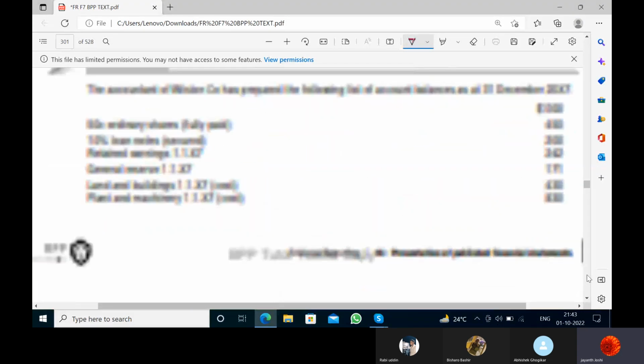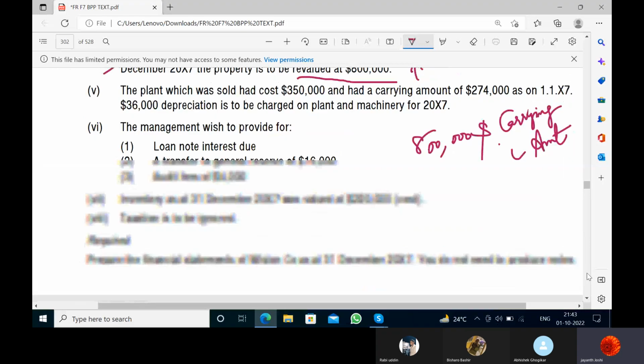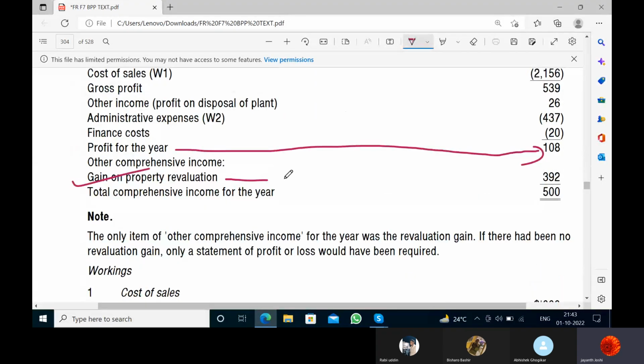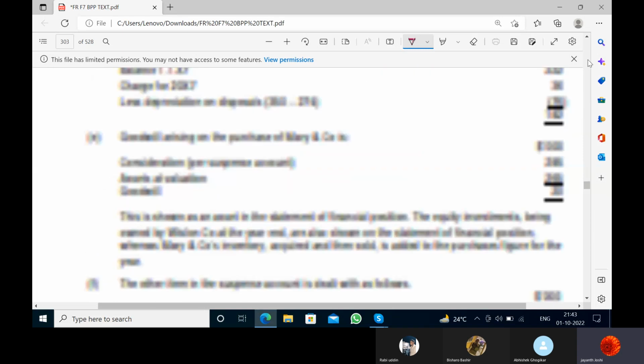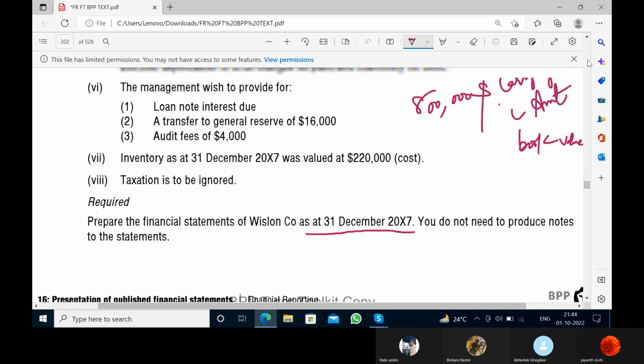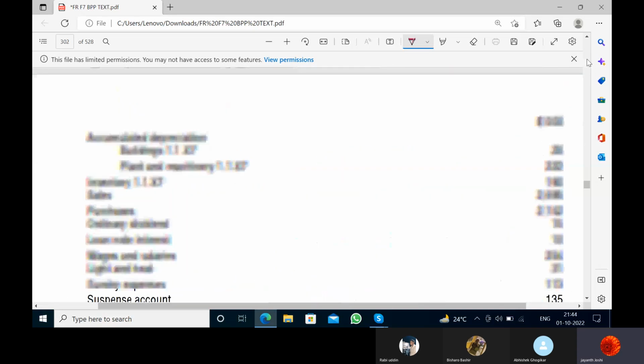Why will we take that in the other comprehensive income section? Because it's a non-realizable gain. So here it is 392 gain on property revaluation, and your total comprehensive income for the year is this 108, which is the profit for the year, plus the revaluation gain. Add and you get the total comprehensive income for the year. Okay, so you can just see this adjustment. Any doubts you can ask me, then immediately I'm moving to the balance sheet. That means the statement of financial position. I've written it neatly here. Just see this.